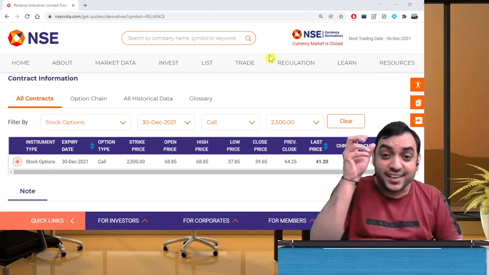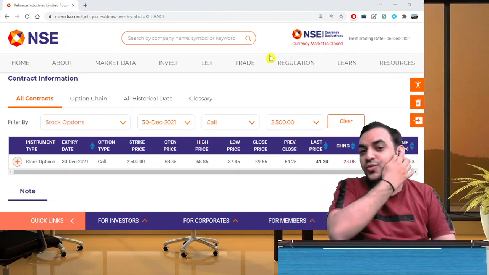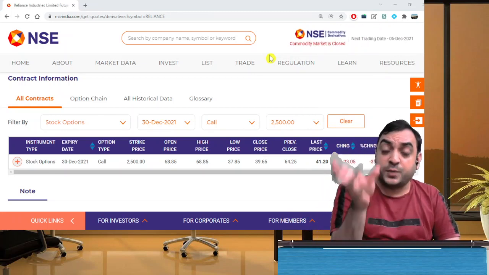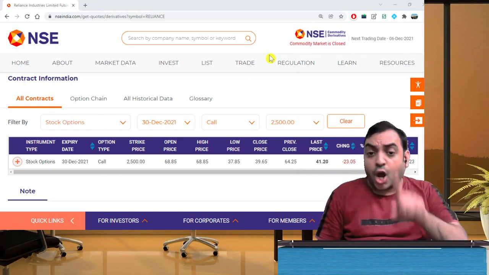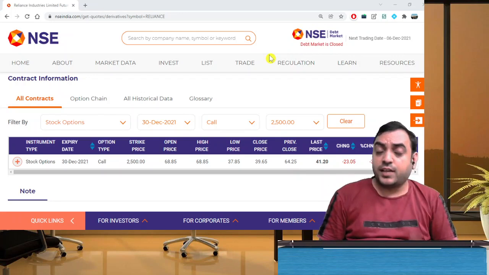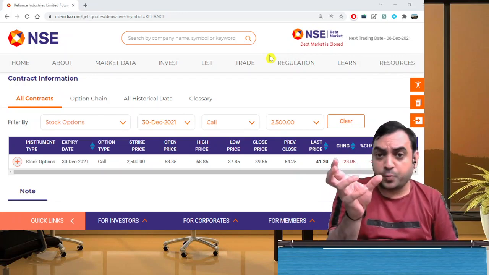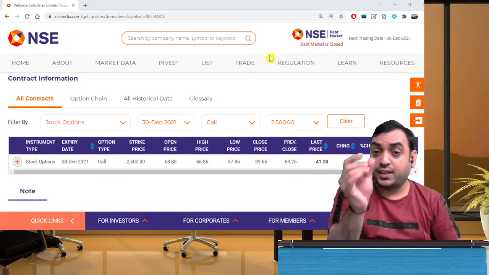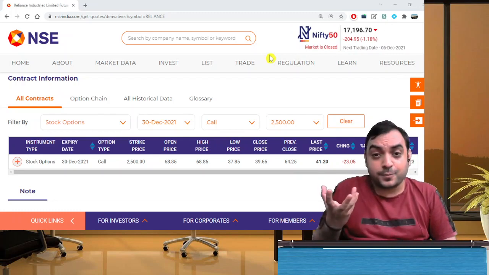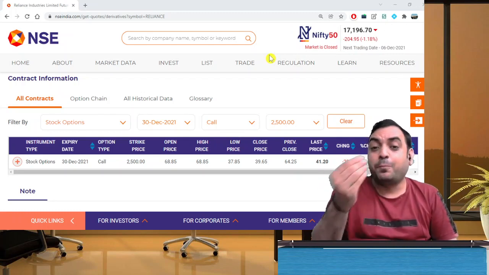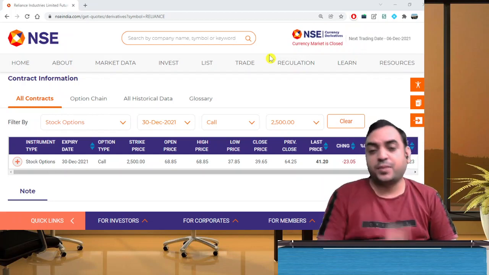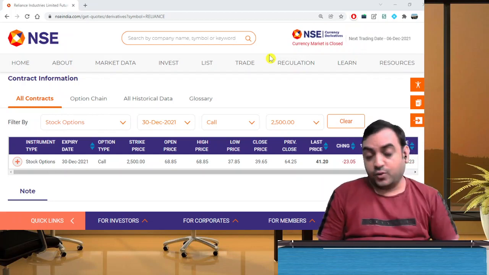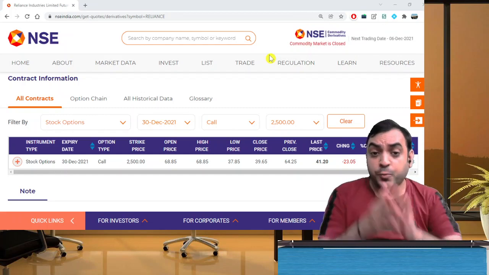That is called intrinsic value. Intrinsic value is the difference between the market price and the strike price. But I already paid 40 rupees as an expense. I get a 100 rupee profit, but I already paid 40. 60 rupees is my net profit. Net profit is called payoff. Net profit is called payoff after adjusting the premium. Now, this is the position today.